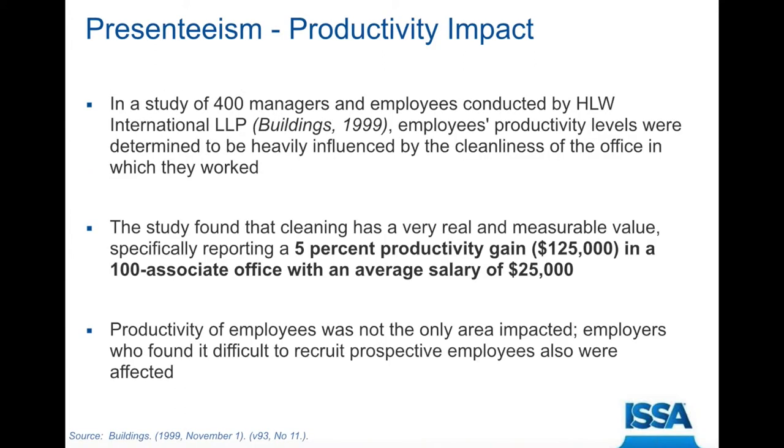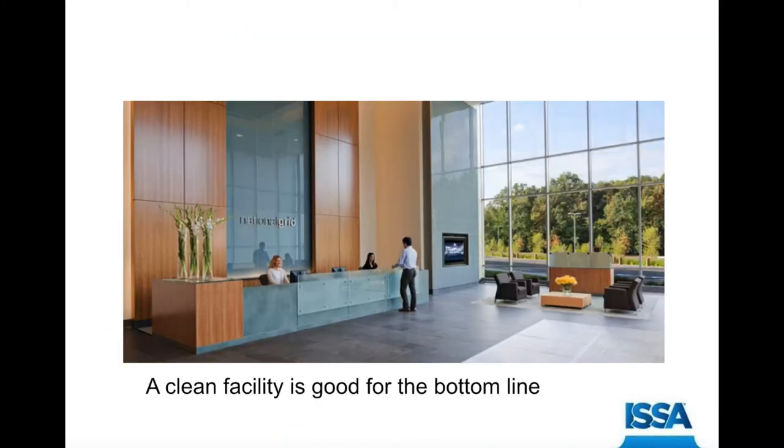So let's go to the next slide. Okay, a 5% productivity gain will give you another $125,000. Now that relates to if you have a cleaner facility and you don't have as many people sick, etc. So I'm not going to go into the detail as far as the numbers in general. Let me jump to another slide here. Now we're going to get into the actual facility itself.